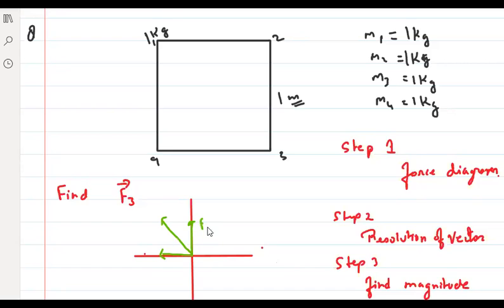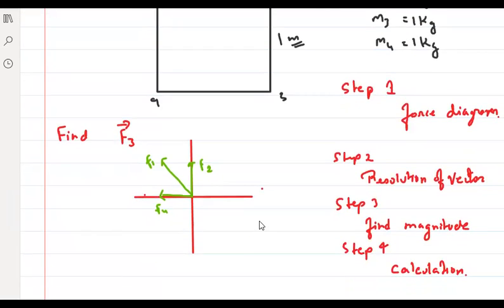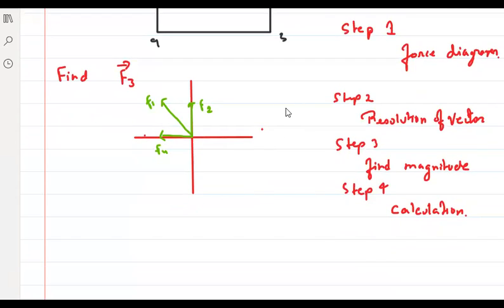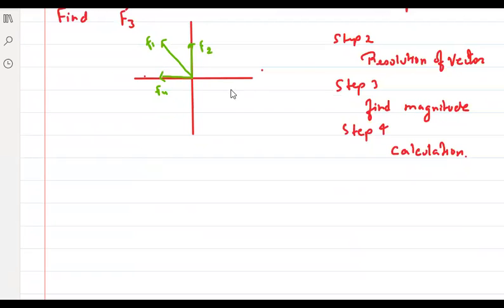Okay, so this is F2, force due to 2. This is F1, force due to 1, and this is F4, force due to 4. So everyone, check your force diagram. Is it correct? Okay, Samarth. So first, everyone's force diagram should be this. Okay, it's correct, right? This is step 1, done. Second, resolve the vectors.